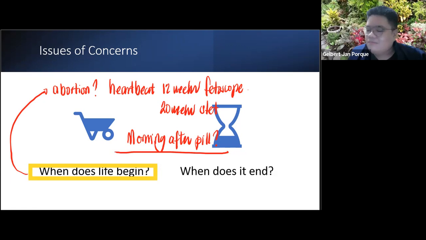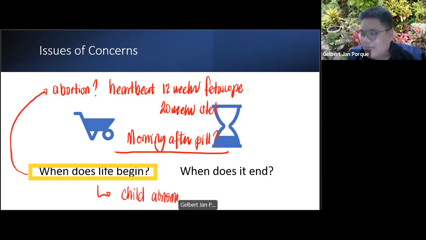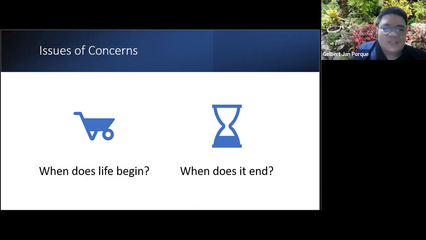And then, is it okay to terminate pregnancy if I know that the child would become abnormal? If I know that the child would have a genetic disorder, is it okay to terminate the pregnancy? Okay, so those are the things that are being raised there as a question.